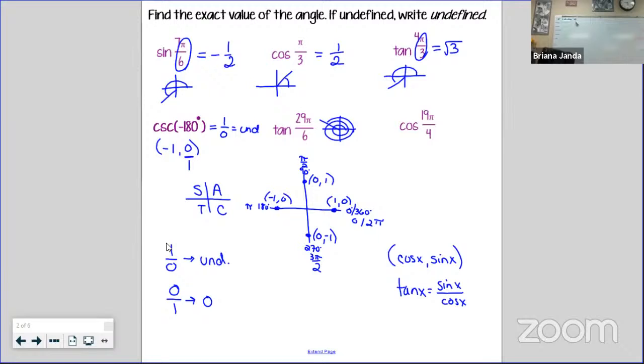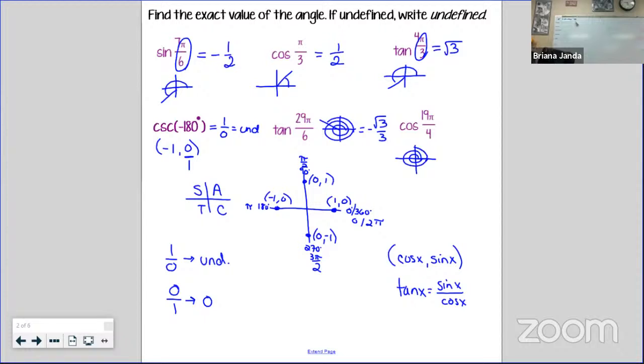And tangent of pi over 6 is square root of 3 over 3, so negative square root of 3 over 3. And same thing for our pi over 4s, bigger than a full circle. 19 pi over 4: a full circle in 4s would be 8 over 4. Another full circle would be another 8, or it would be at 16, which means I have 3 more away.